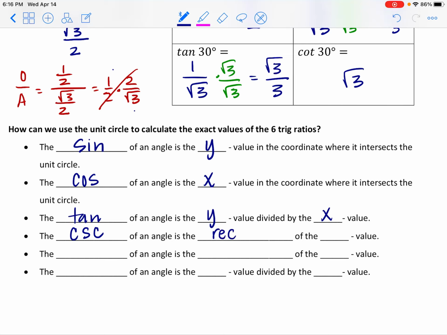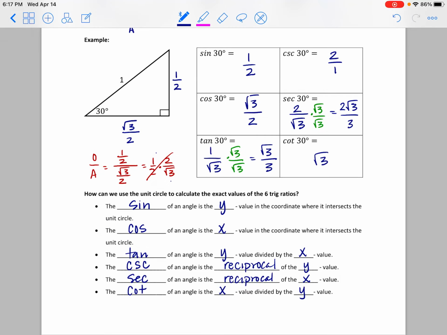So if sine is y, then cosecant is the reciprocal of y. And the reciprocal of cosine is secant. And so if cosine is x, then secant is going to be the reciprocal of x. And then tangent is y divided by x, which means its reciprocal cotangent will be take the x value and divide it by the y value. Okay, so if we can remember sine, cosine, tangent, we're going to flip all those over for cosecant, secant, cotangent. And let's try it out.